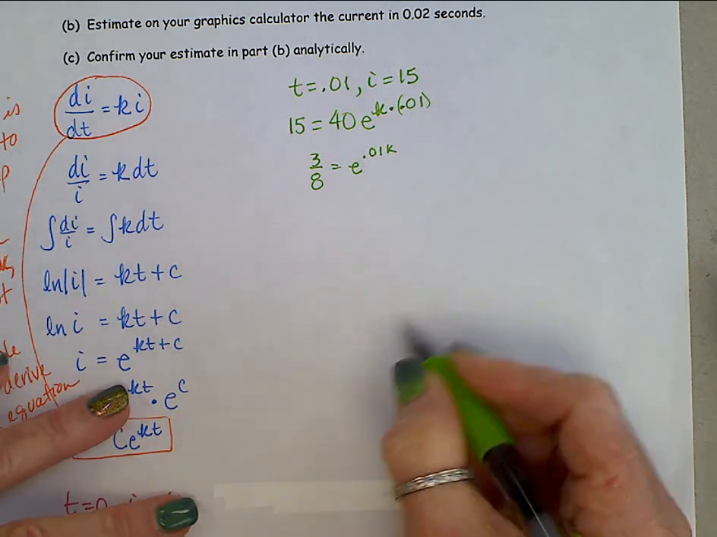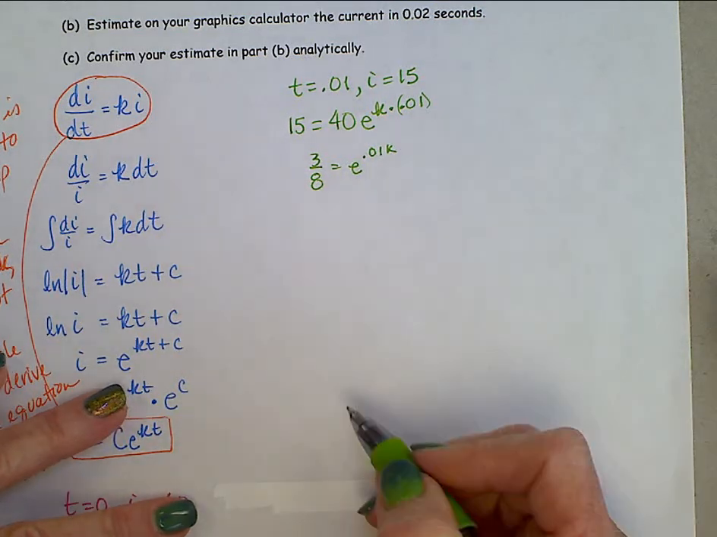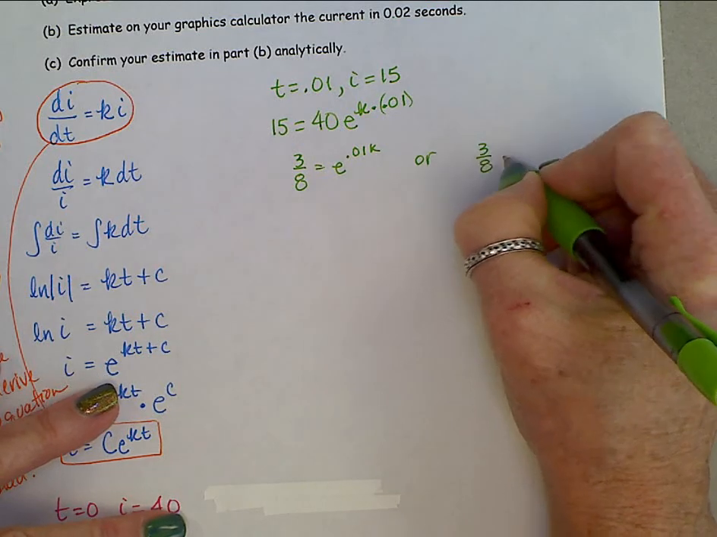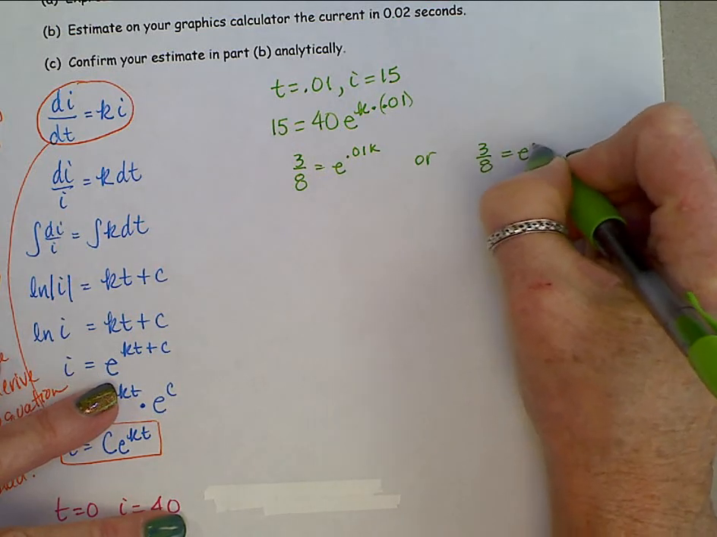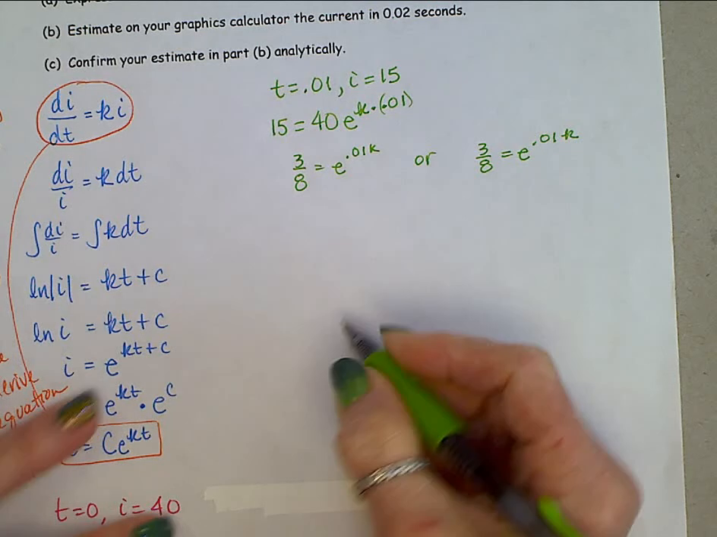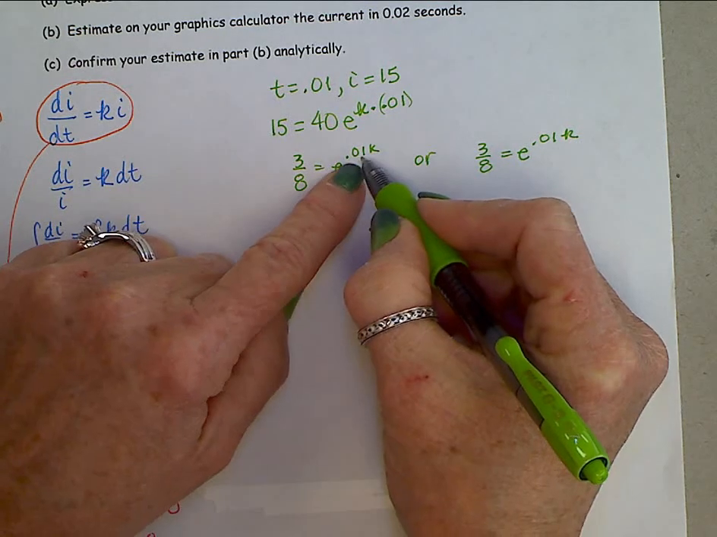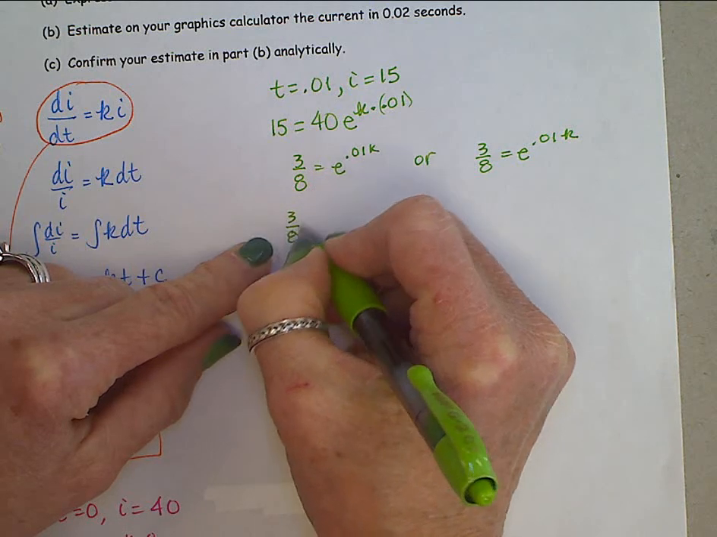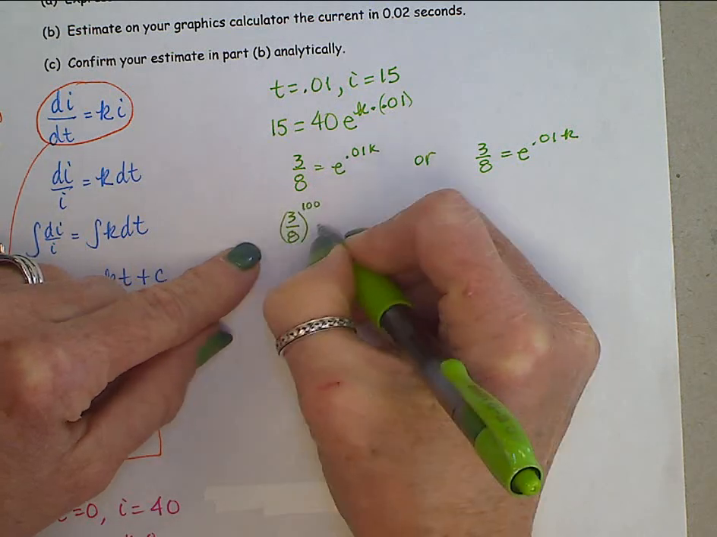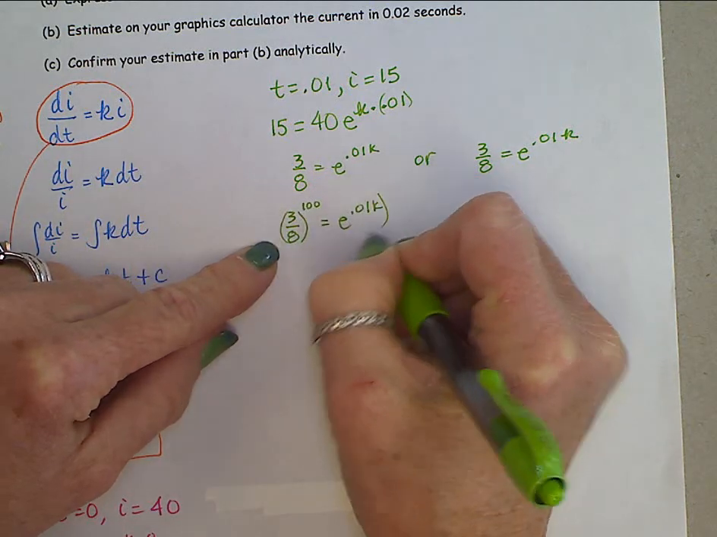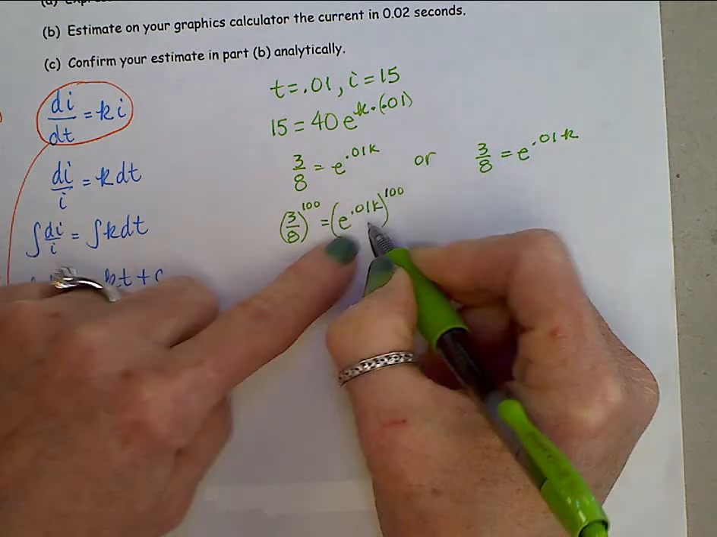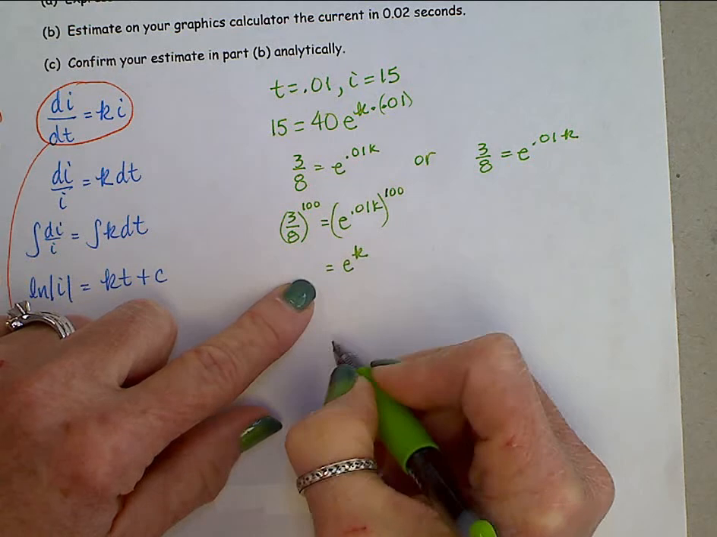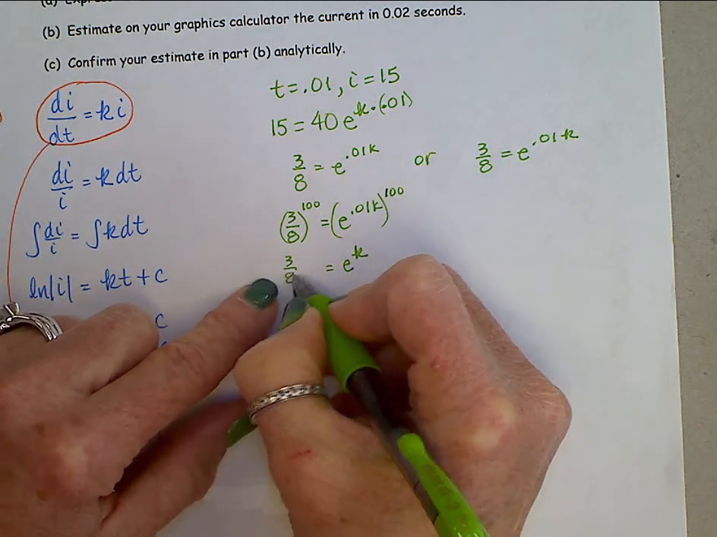And again, I'm going to show you both ways to solve this. Either way is acceptable. So we want to get rid of this 0.01, which means we'll raise both sides to the 100 power, because 0.01 times 100 is 1. So this is just e to the k. And we're going to leave this right as 3/8 to the 100.